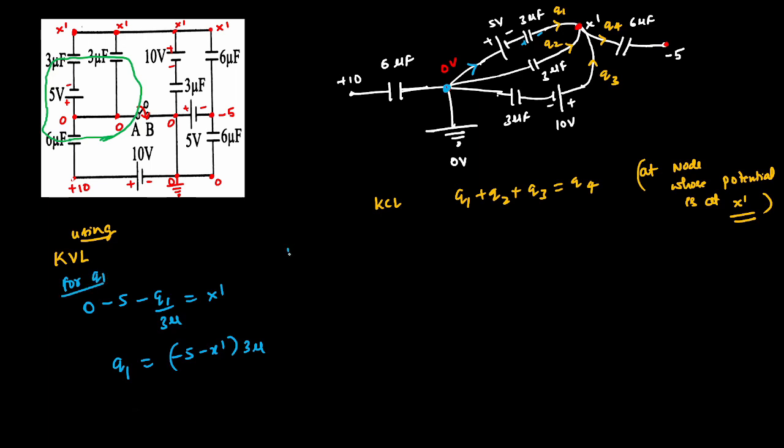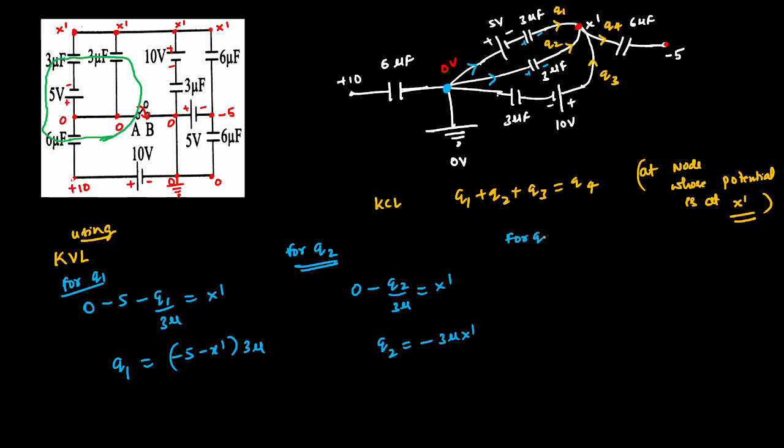Then we'll go for Q2. For Q2 we have 0 potential initially, starting from this point, and now moving along this line. So plus to minus, minus Q2 by 3 microfarad is the voltage drop, which is equal to the potential at X dash. So Q2 is going to be minus of 3 micro X dash. We're done with Q2 also.